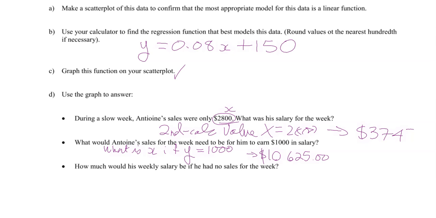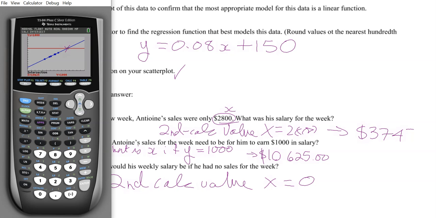How much would his weekly salary be if he had no sales for the week? So it's going to be second calc value. The x is the sales. X is equal to 0. Second calc value, put in 0, we get $150.